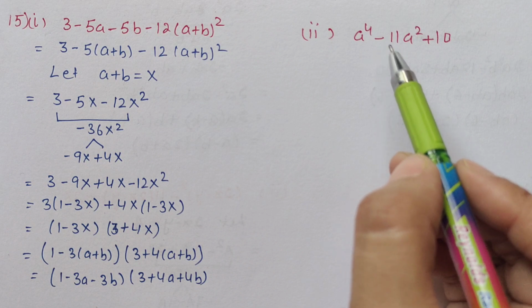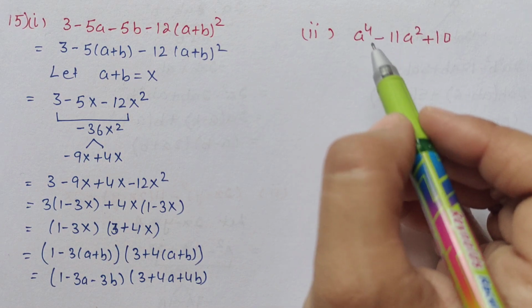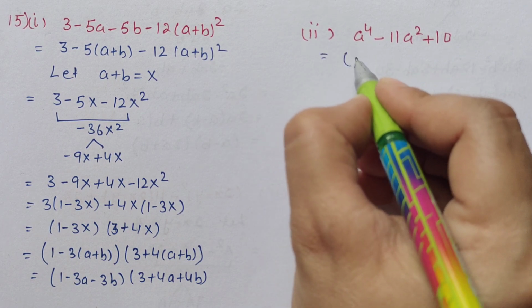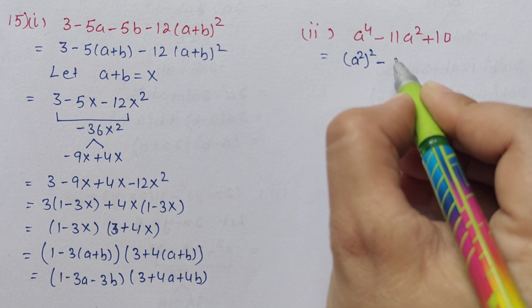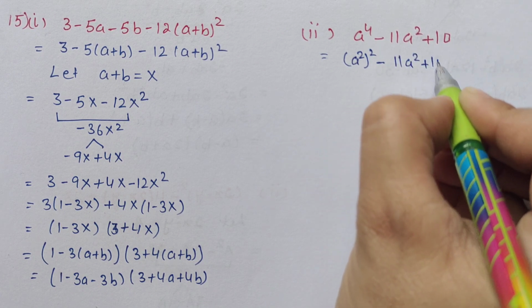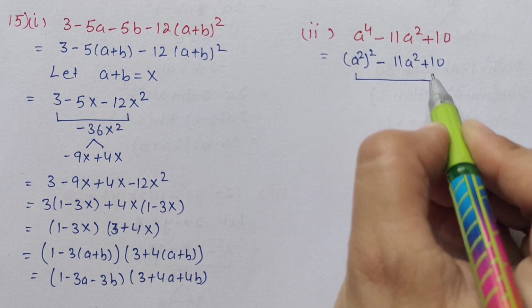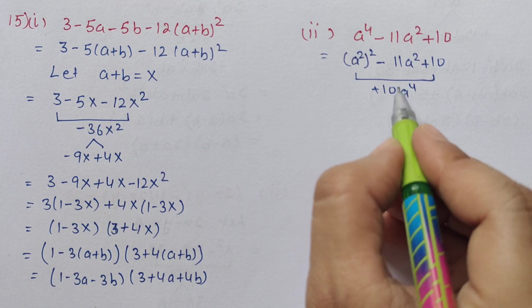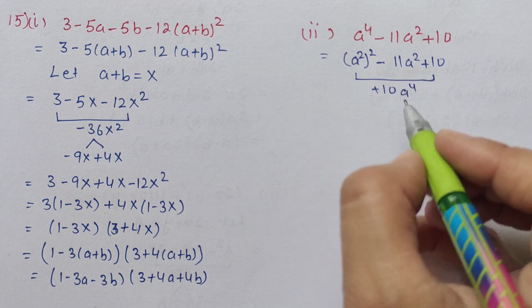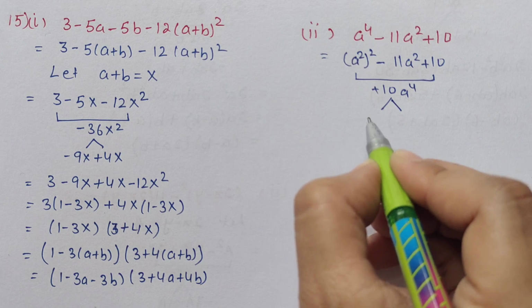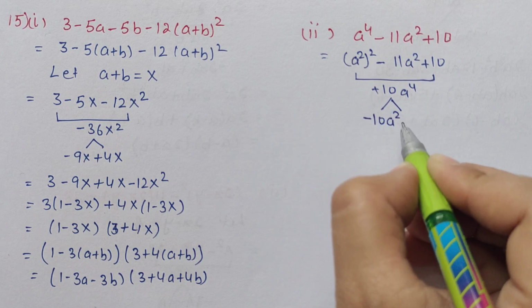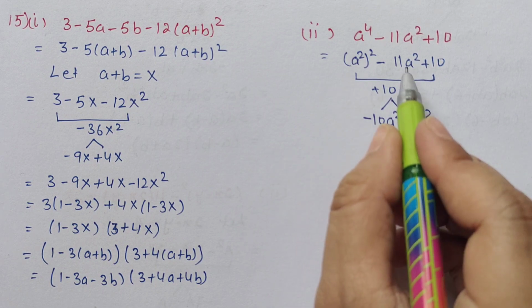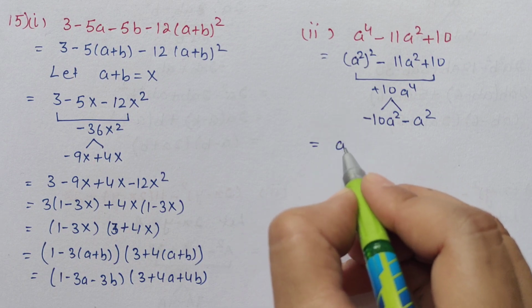a to the power 4 minus 11a square plus 10. So first we will change it into a quadratic expression. We can write it as (a square) whole square minus 11a square plus 10. If we multiply first and last, we get plus 10a to the power 4. So we have to find the factors of plus 10 such that after addition, minus 11 should come. So minus 10a square minus 1a square. 10 into 1 is 10, and minus 10 minus 1 will be minus 11. Replace with the middle term.